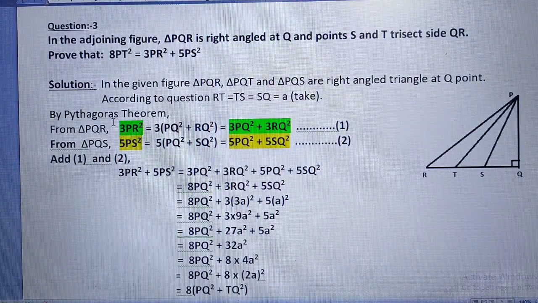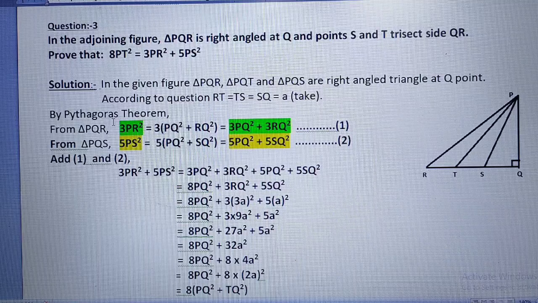Now see another question, number 3. In the adjoining figure, triangle PQR is a right angle triangle at Q, and points S and T trisect side QR. Prove that 8PT square is equal to 3PR square plus 5PS square.